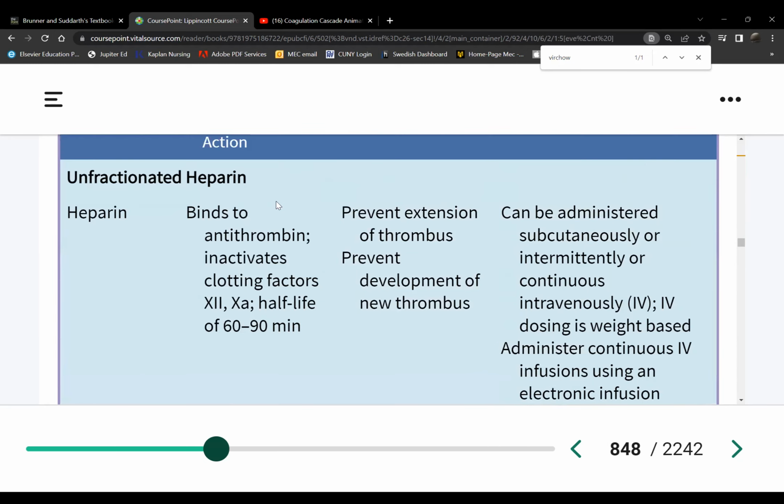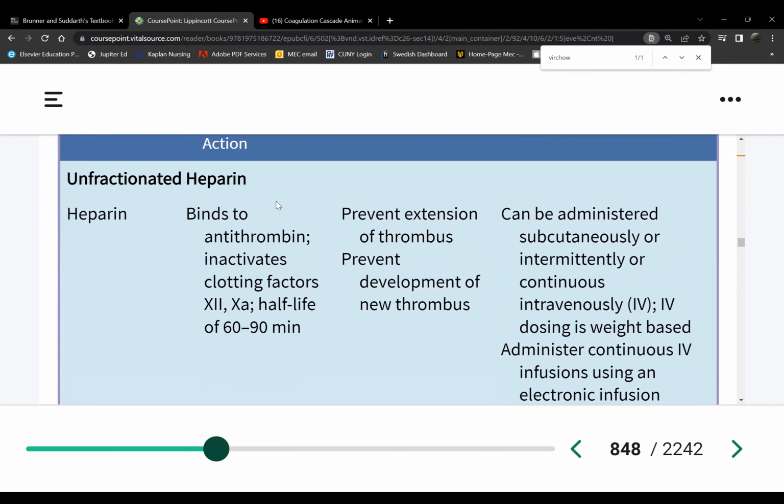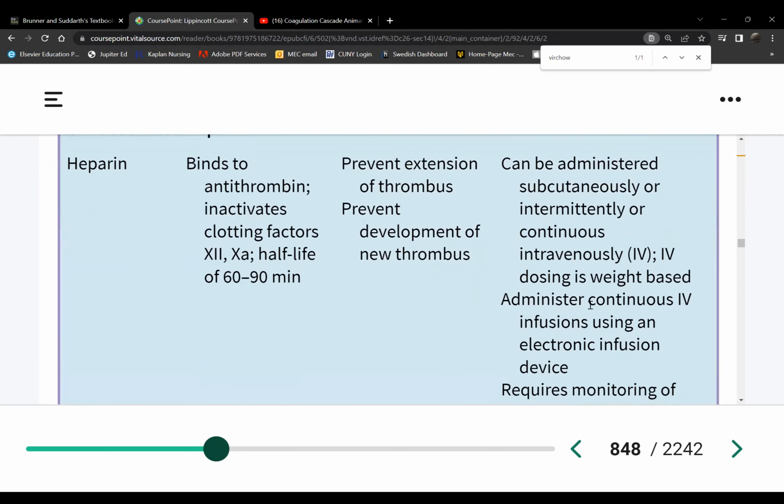Okay, let me go back here. The reason why we monitor PTT every 6 hours here is because the half-life is so short. So therefore, do I need to change the dose every 6 hours? Yes, because the half-life is very short. So it can change the dose every few hours, correct? Depending on how my body is metabolizing heparin.